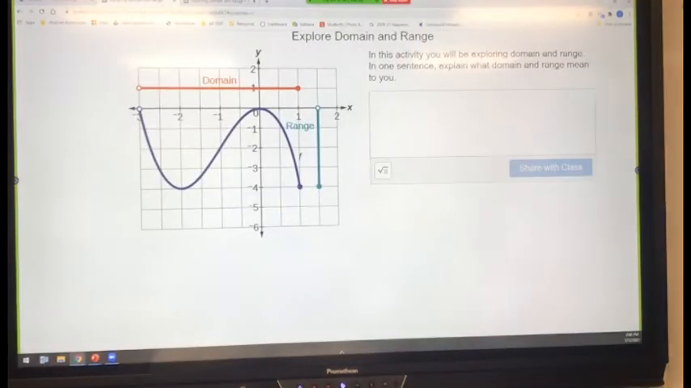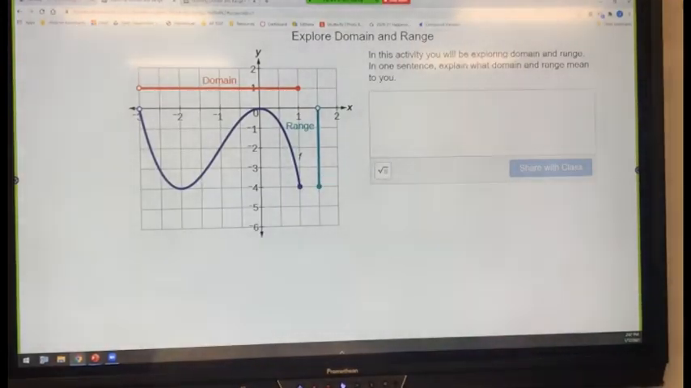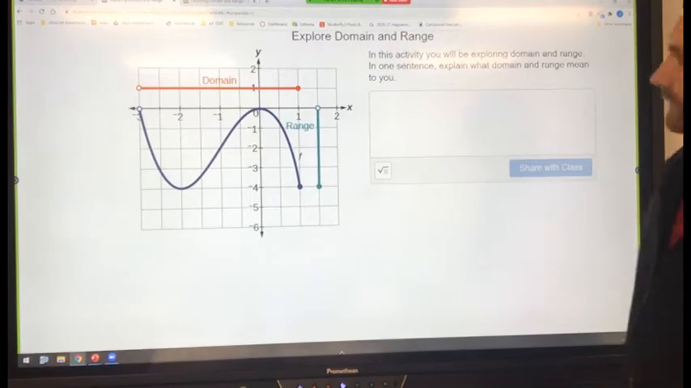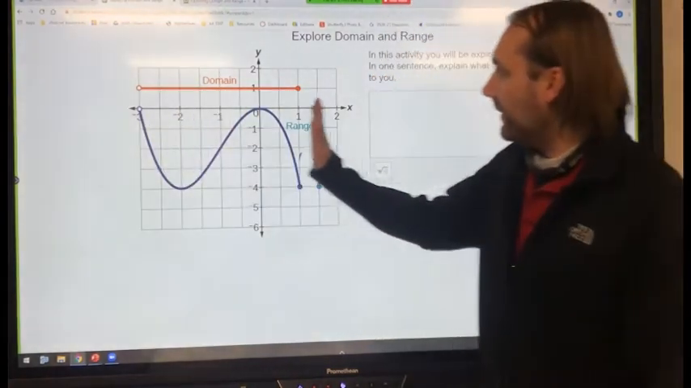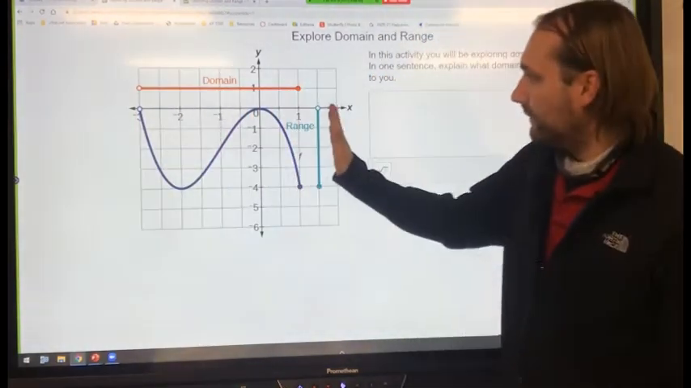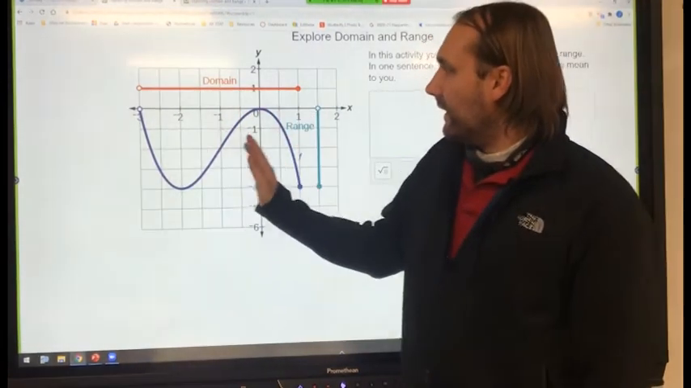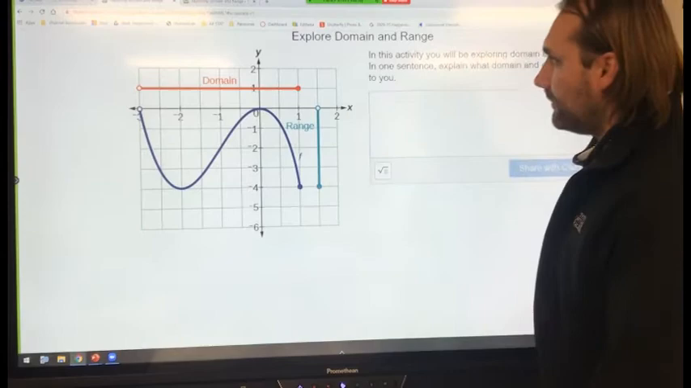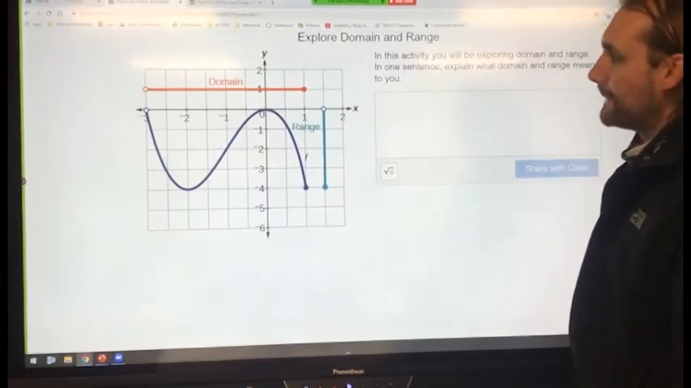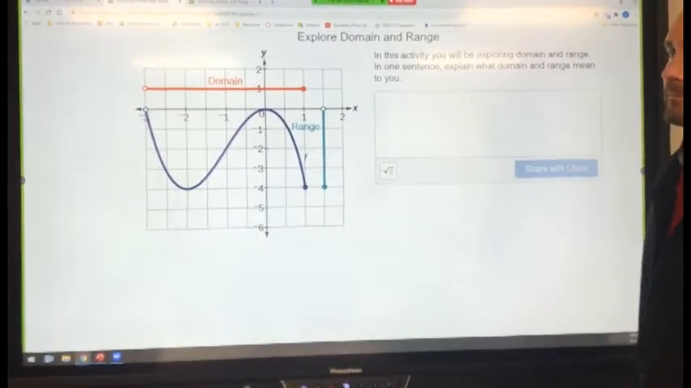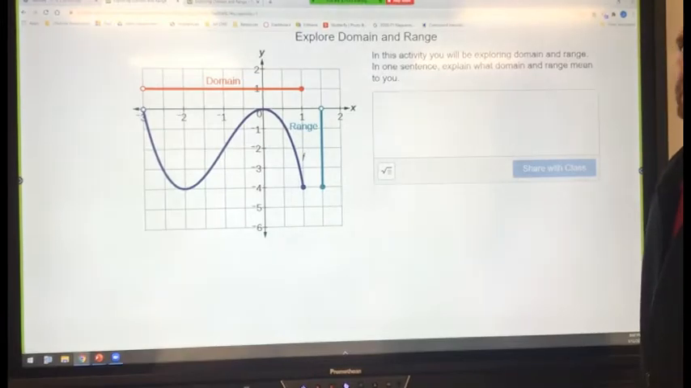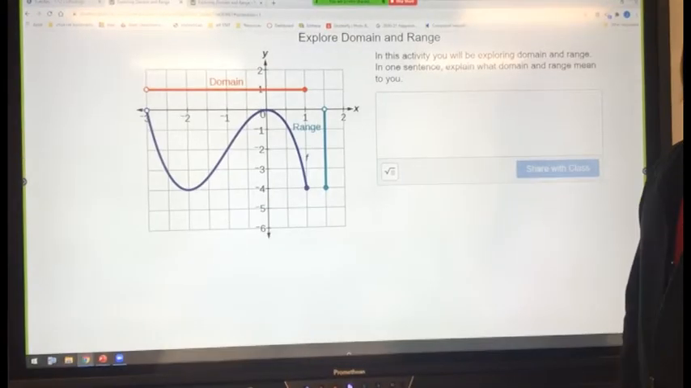In this activity, you will be exploring domain and range. In one sentence, explain what domain and range mean to you. So the domain looks like it's the set of all what? X values, very good. I remember a little song for it. Oh, the domain is the XX, and range is the YY, something like that. No, there's something else.